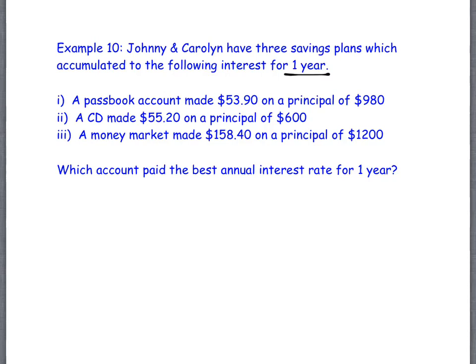They have a CD, that's a certificate of deposit, which is much like a savings account as well. It makes $55.20 on a principal of $600. And then they have a money market, which makes $158.40 on a principal of $1,200. And the question that we're actually asked is which one pays the best interest rate? Okay, on which one did they make the most money, in other words?